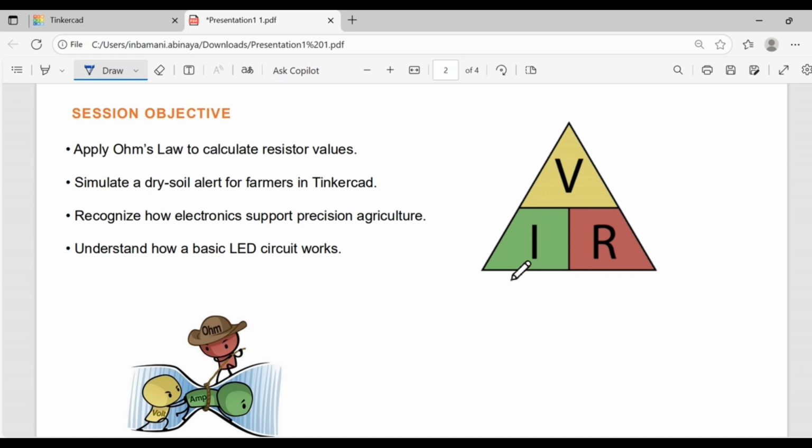In precision agriculture, water management is the key. Our simulation mimics how a farmer gets notified the moment soil dries out, so irrigation happens at the right time. Let's break down the three basic but crucial concepts: V, I, and R.